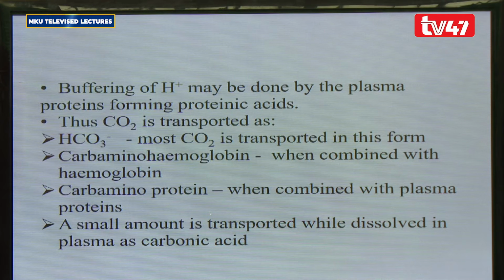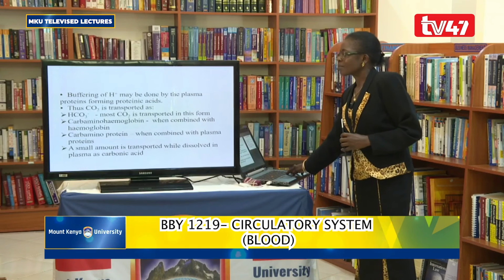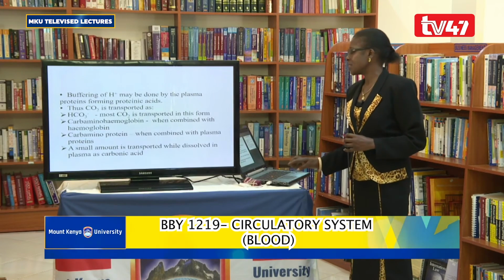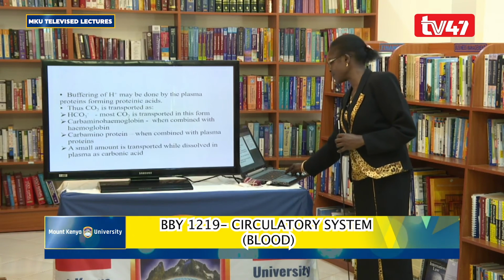It can also be transported while combined with hemoglobin, although a small amount, and the product formed here is carbaminohemoglobin. It can also be transported while combined with the plasma proteins, where the product formed here is carbaminoprotein. And you have a small amount which is transported while simply dissolved in plasma. And for the transportation of the gases, that is as far as we shall go for the red blood cells.